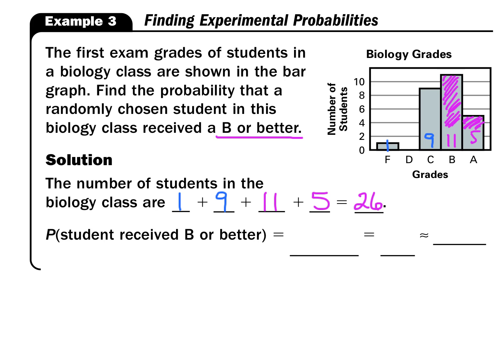We want to know just the ones that got a B or better, so that's an A or a B. So 11 plus 5 gives me my B or better over 26. Okay, so that would be 16 out of 26, which is approximately 0.615.